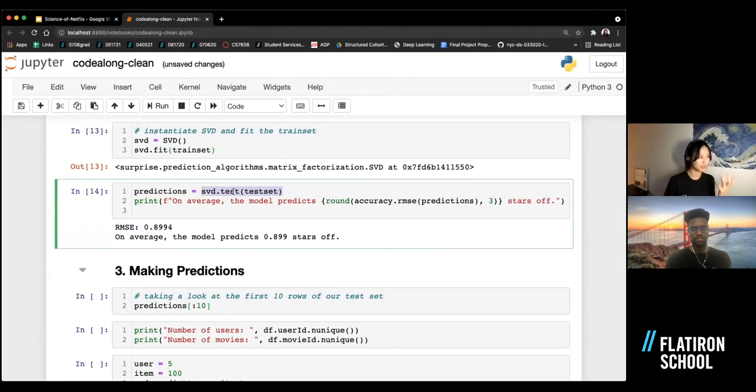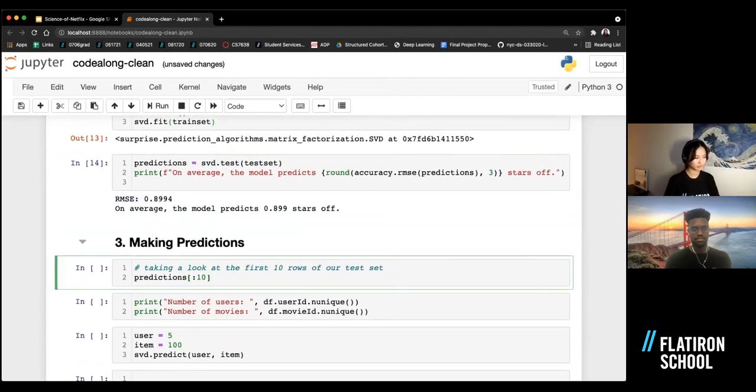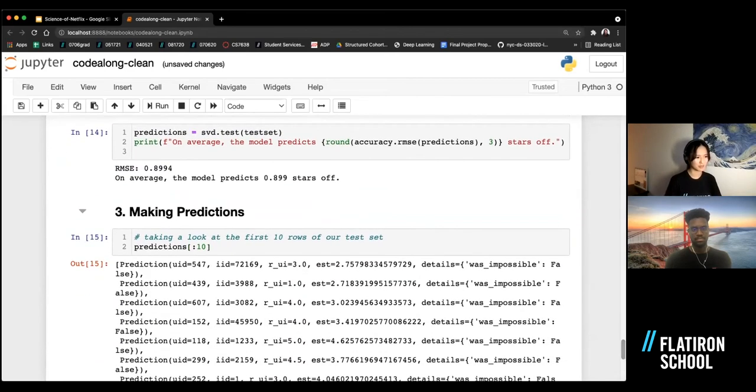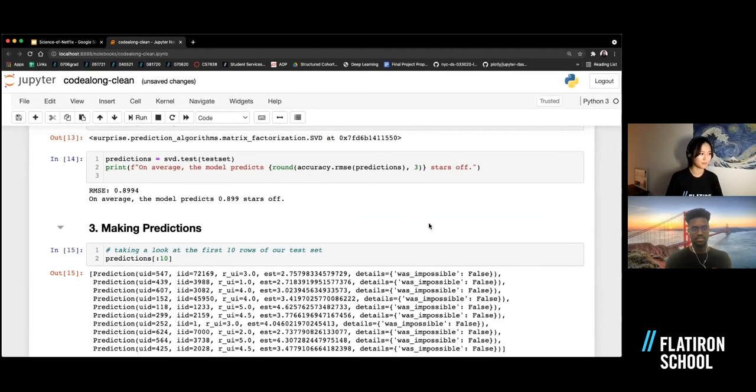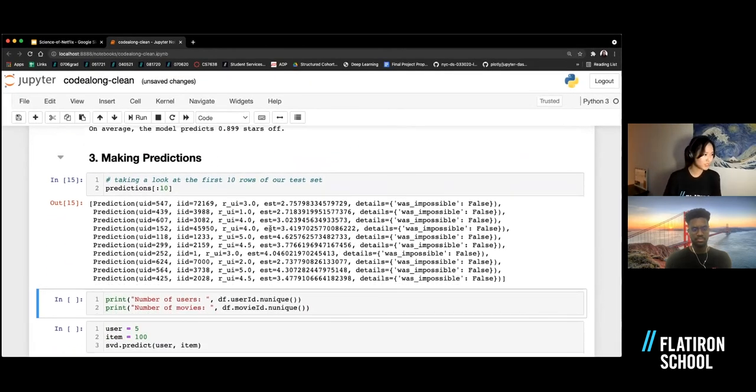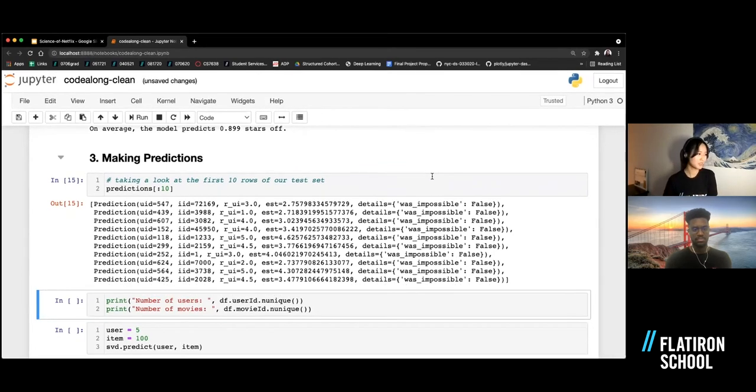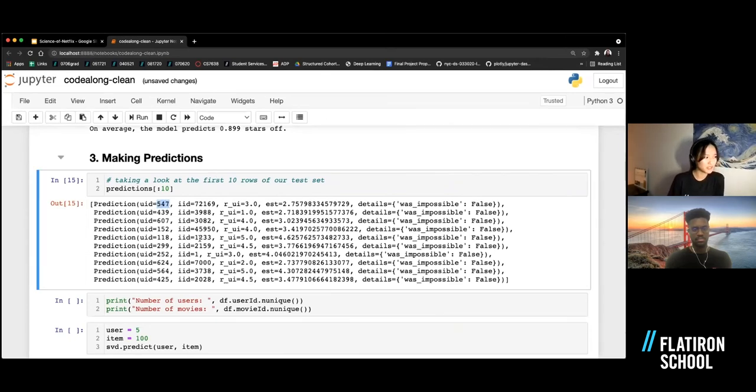This is us testing the model, but let's take a look at these predictions. Hopefully these are not the worst. So let me make this a little wider so it's all in one line. So in our randomized test set, when you do the train test, it's important that it's random. We're going to see here that for user number 547, item number 72169, the real rating was 3 and the estimate was 2.75. So for that specific movie, it was only 0.25 stars off. That's pretty good. In other cases, they might not be as good.